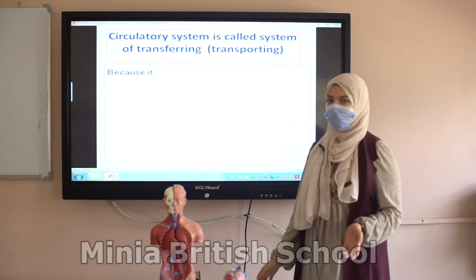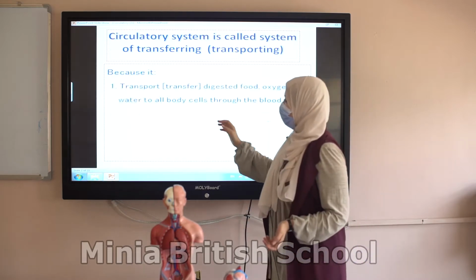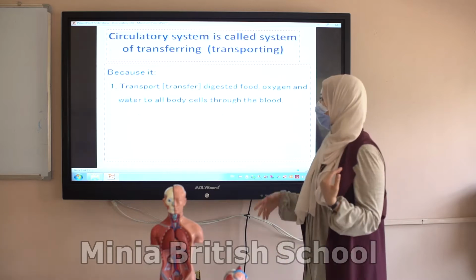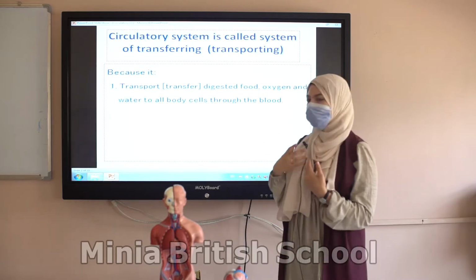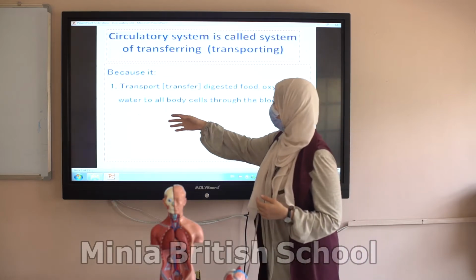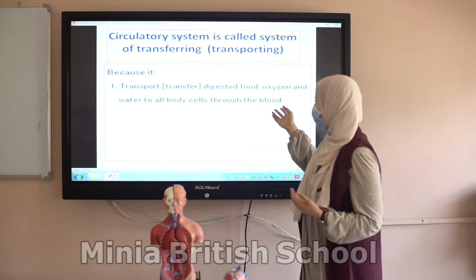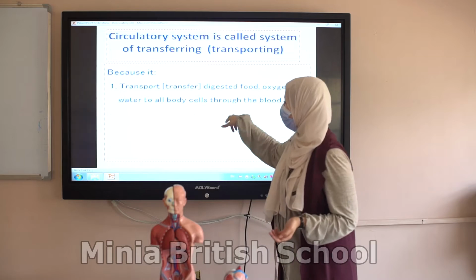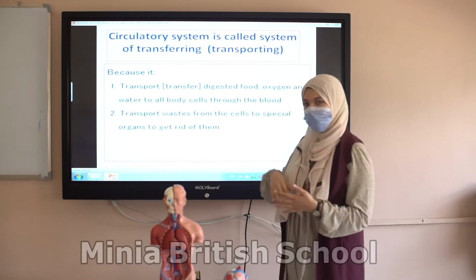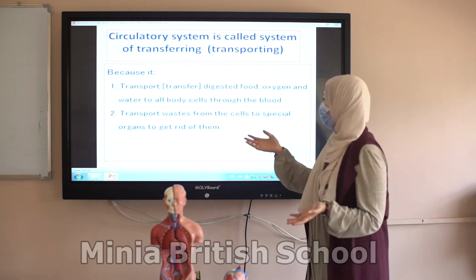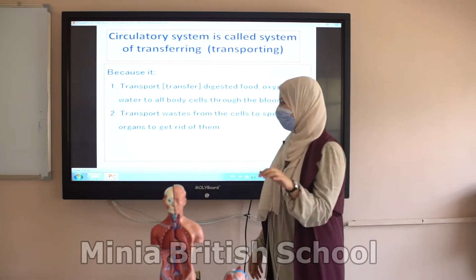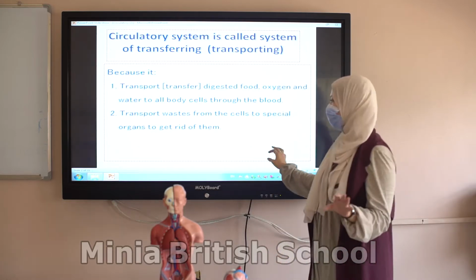What is the function of your circulatory system? It transports digested food, and we know in grade 4, after digested food, you can benefit from it and get energy. So it transports the digested food, oxygen and water to all the body cells, and also transports the wastes and the harmful substances from the cells to the organs to get rid of them by the urinary system, and you will know it.